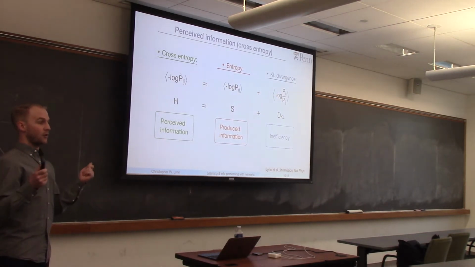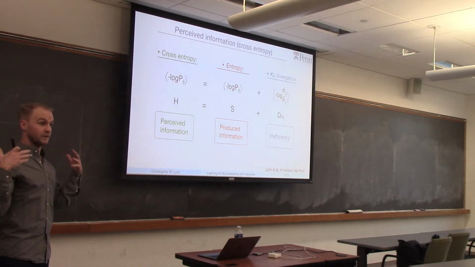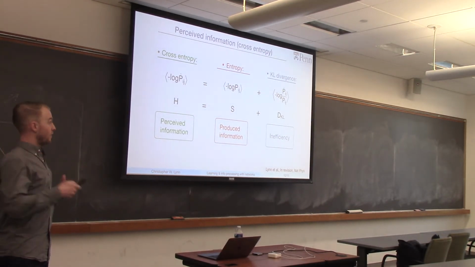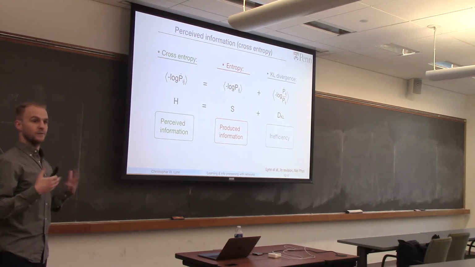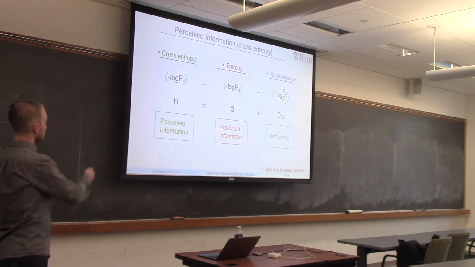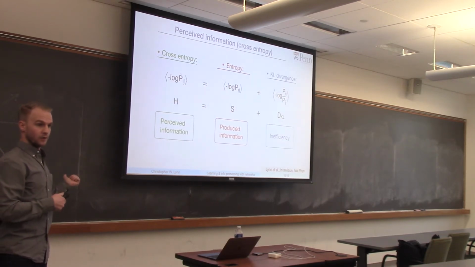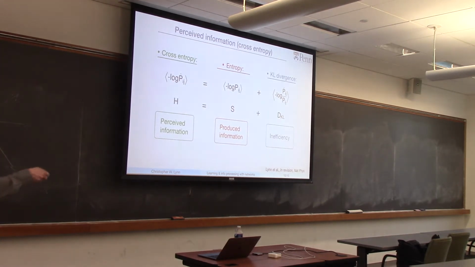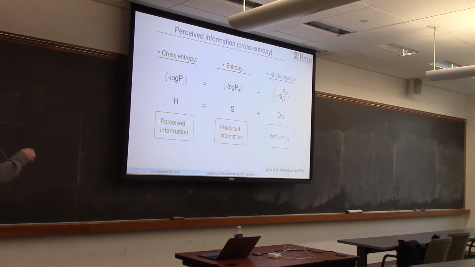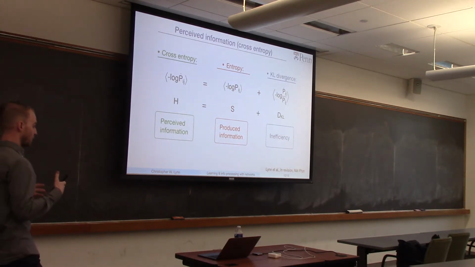If P and P hat are equal, which would mean that the person has an exact representation in their head, then this term is 0, and they simply perceive as much information as is being produced by the network. But if P hat doesn't equal P, which we've seen in our human experiments, then this term is never negative; it can only be 0 if P and P hat are equal, or positive if they're different, because it's like a distance. So if P hat doesn't equal P, this becomes positive, and people are perceiving more information than is actually being produced by the network.